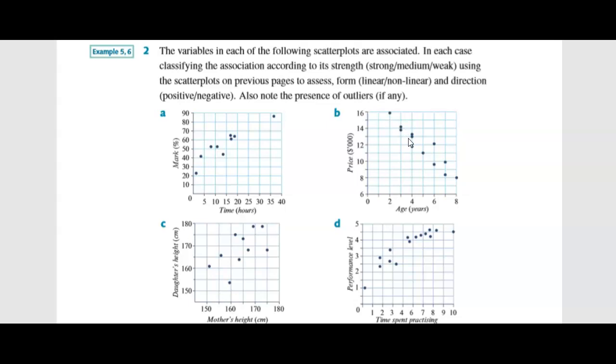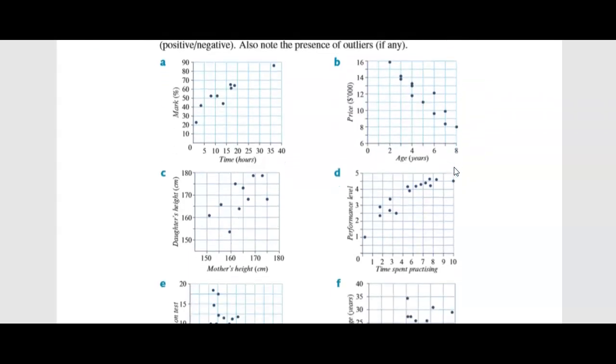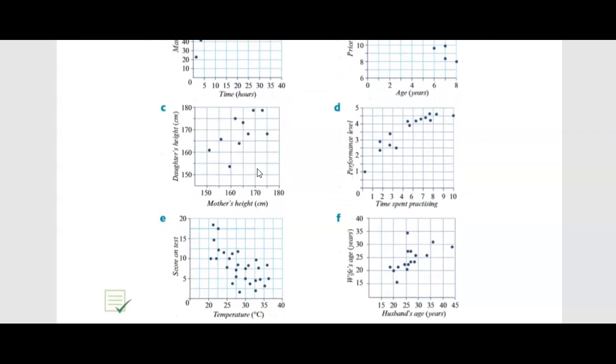B, I'd probably lean towards strong for that one. It's linear. It goes in a straight line. Remember, if you're driving your car, can you drive that car in a straight line? And it's negative. As our x-axis increases, the y-axis is decreasing. All right, C is clearly moderate. It's linear and it's positive.